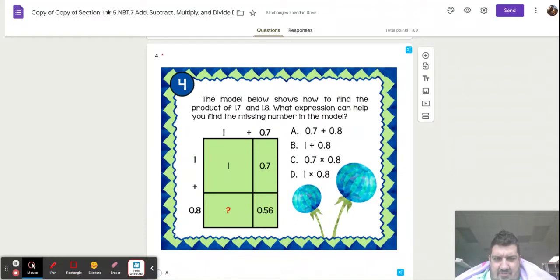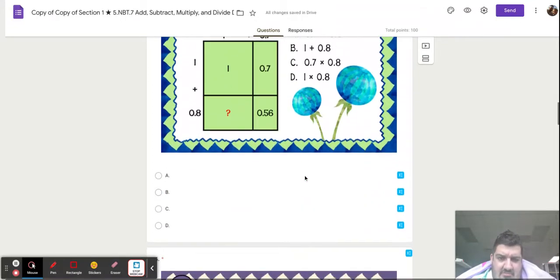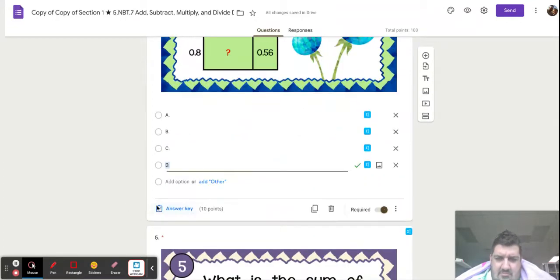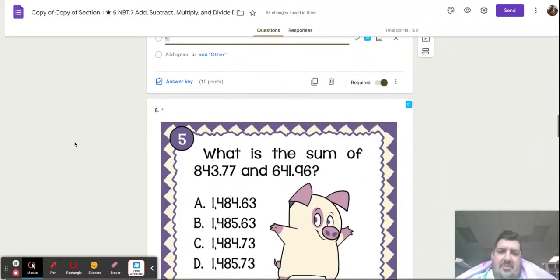So in this one, it says the model below shows how to find the product of 1/7 times 1/8. What expression can help you find the missing number in the model? So we have 1 times 1, 1 times 0/7, and then we have 7/10 times 8/10, which gives us 5,600. So what is 8/10 times 1? 8/10 times 1 would be D. And yes, good job, y'all.